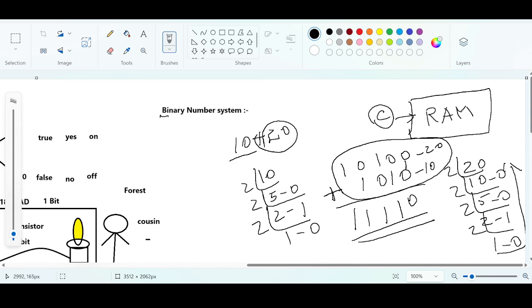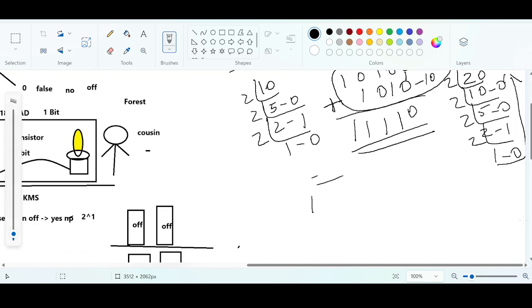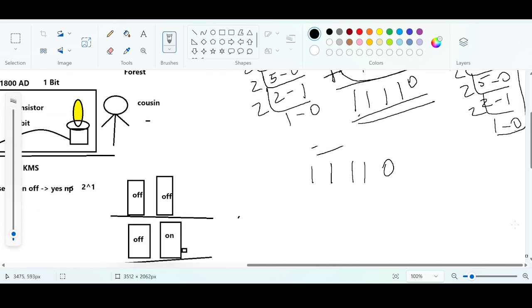And again, to display this to the end user, there will be a converter which converts this binary number to the decimal number. How does that conversion happen? Let's take this: 1 1 1 1 0 you have. So you are performing 0 plus 1 using binary, it is 1. 1 plus 0 is also 1. 1 plus 1 is going to be 10. 0 plus 0 is going to be 0.